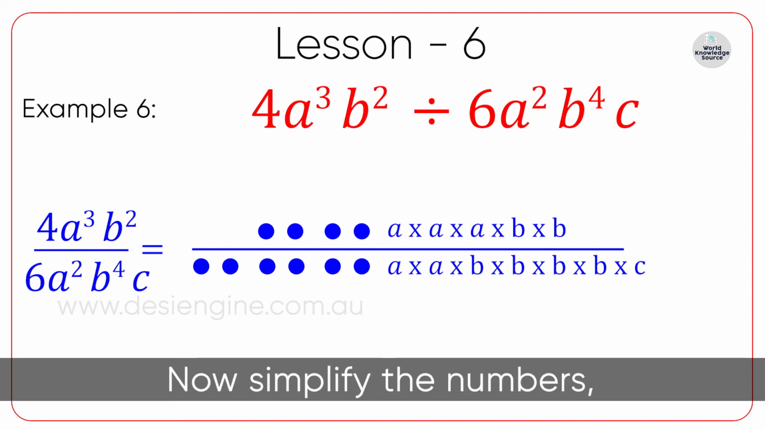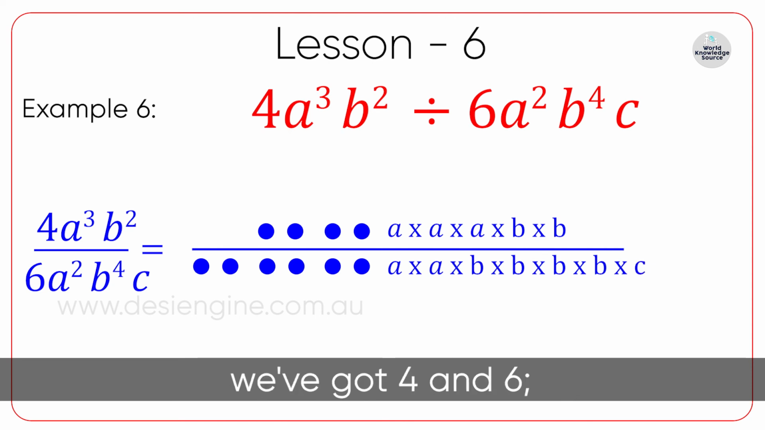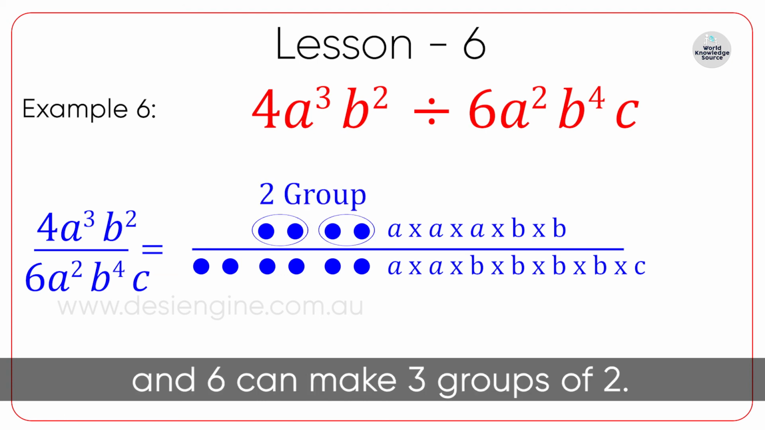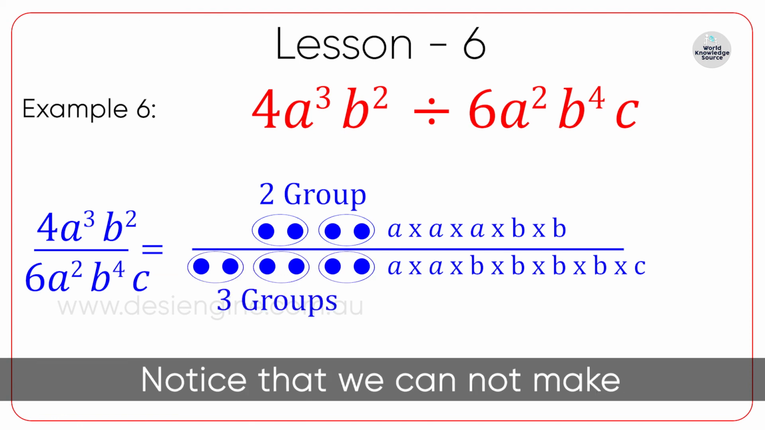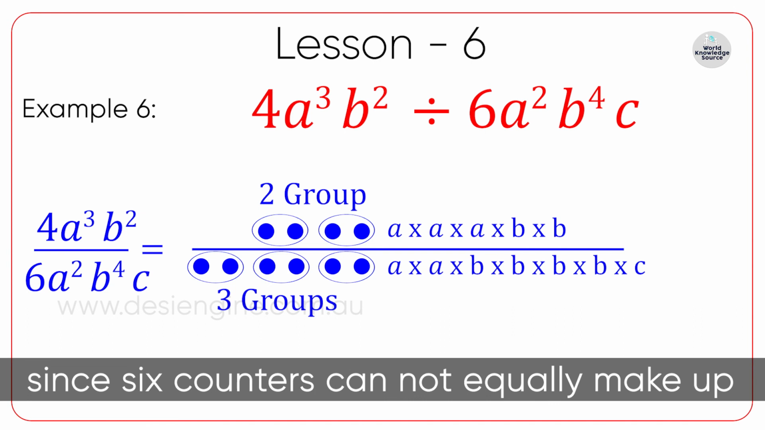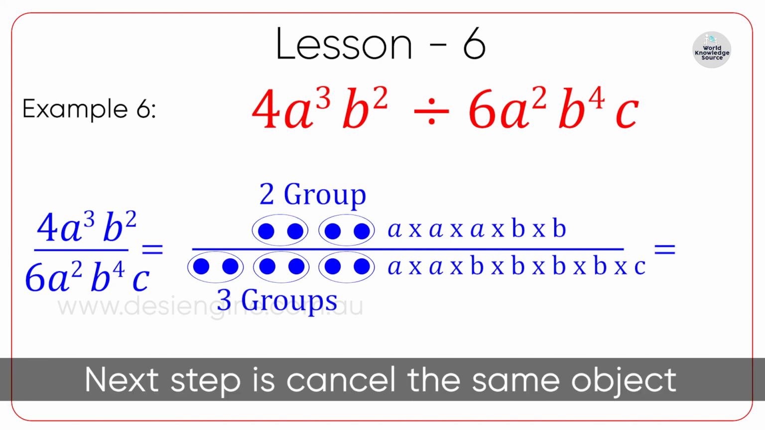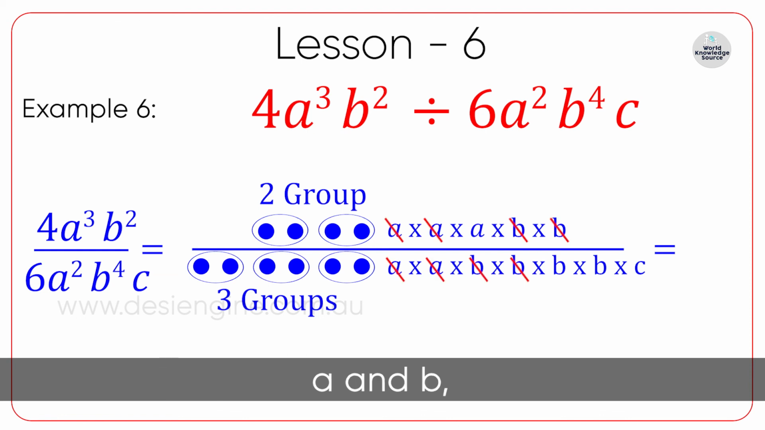Now simplify the numbers, we've got 4 and 6. We can see that 4 can make 2 groups of 2, and 6 can make 3 groups of 2. Notice that we cannot make a group of 4, since 6 counters cannot equally make up groups of 4. Next step is to cancel the same objects, a and b. We have left 2a over 3b power of 2 c.